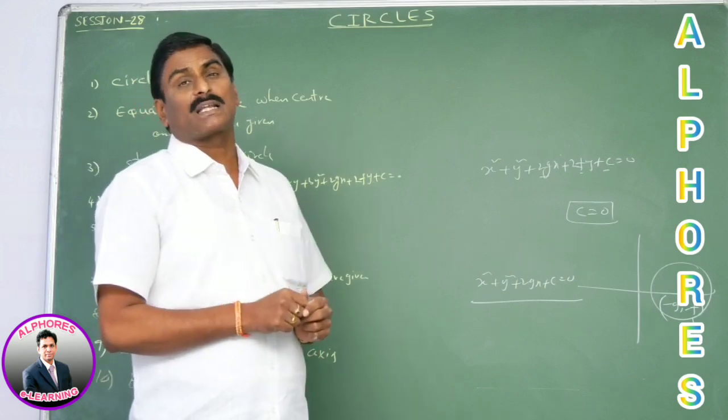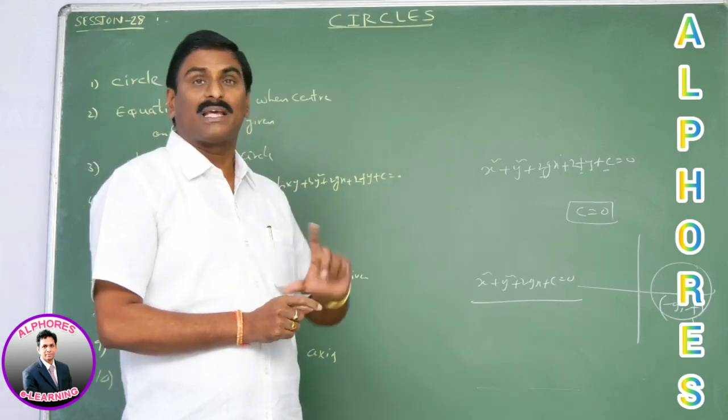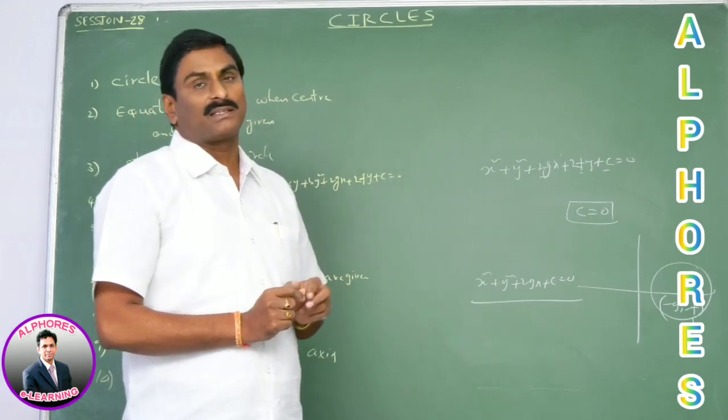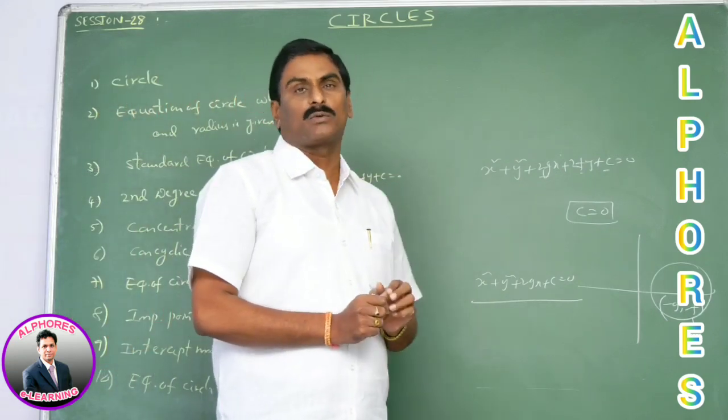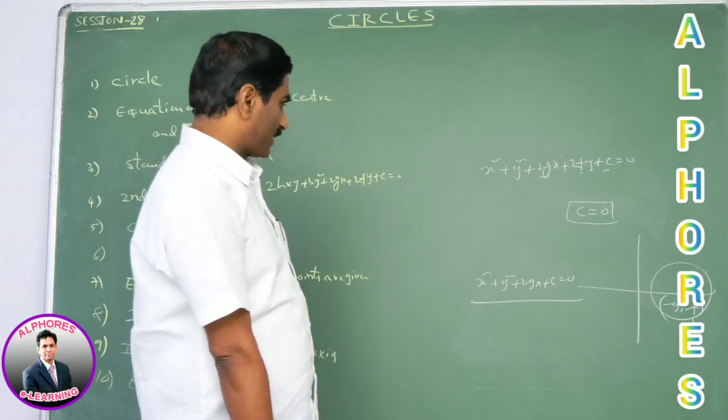If the center of the circle lies on y-axis, then g is equal to 0. In this case, the equation of the circle is x square plus y square plus 2fy plus c is equal to 0. Okay. Next.